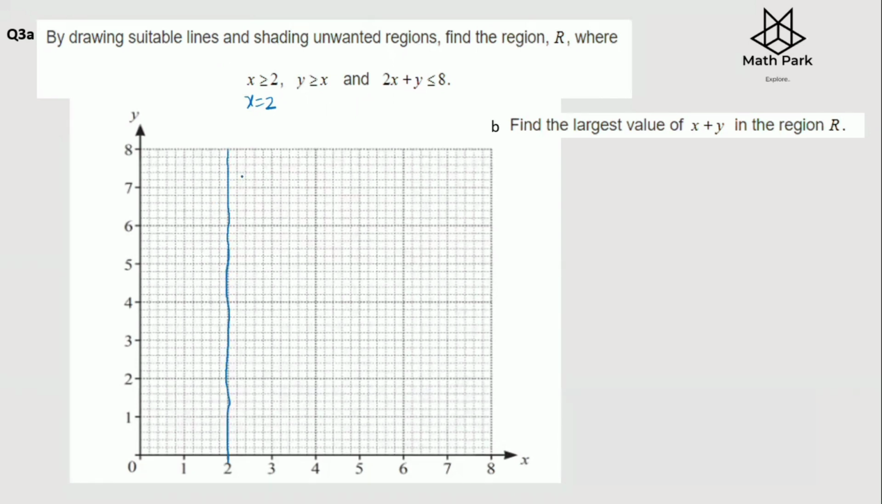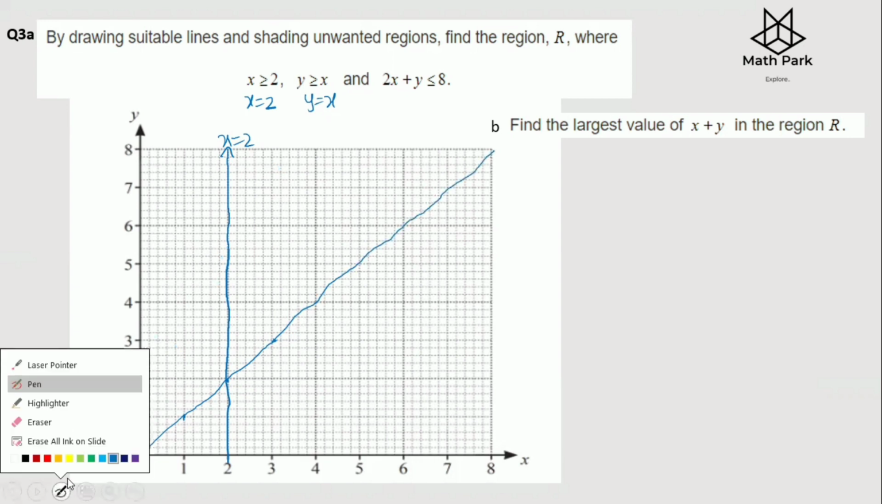So the first boundary line is ready, which is x is equal to 2. Second is y is greater than or equal to x. Our boundary is going to be y is equal to x, so that passes through the center. So (0, 0), (1, 1), (3, 3), these are the points. So the second line we draw is y is equal to x. This is again going to be a solid line because the inequality is greater than or equal to. So we are done with the second line.